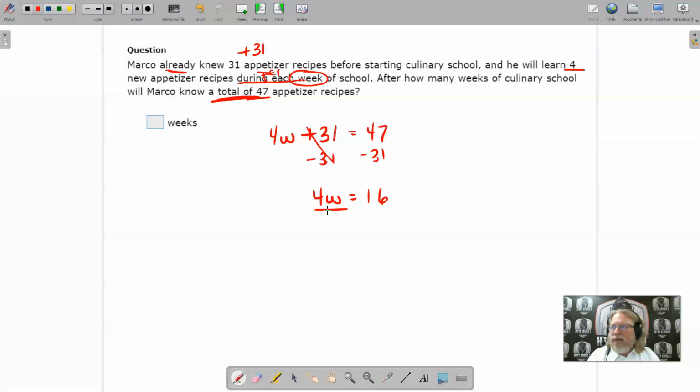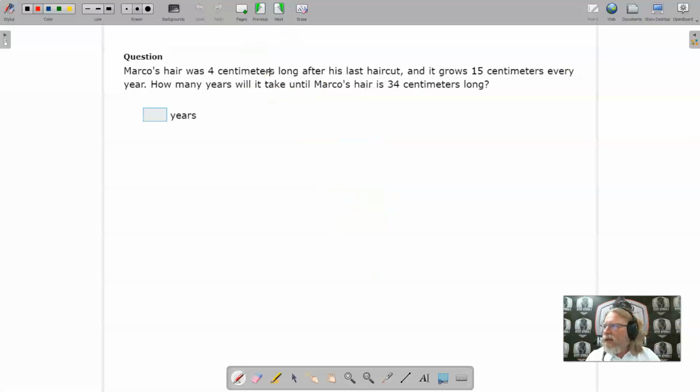The opposite operation is division, and we're going to divide by the very number we wish to get rid of. And what we do to one side, we're going to do to the other. The 4's will cancel each other, leaving us with W, and 16 divided by 4 is indeed 4. So the answer is it would be 4 weeks. 4 more weeks at culinary school before he knows 47 appetizer recipes. Okay, moving along to the next one.